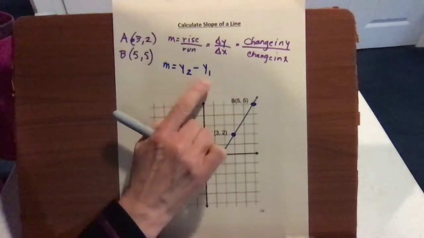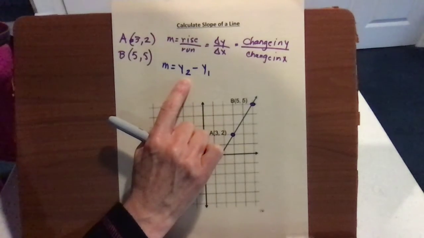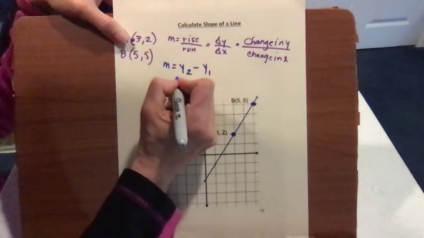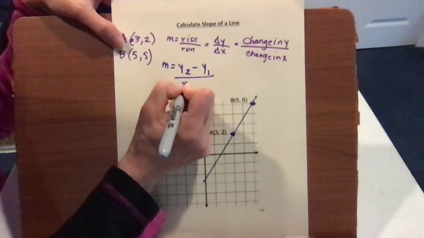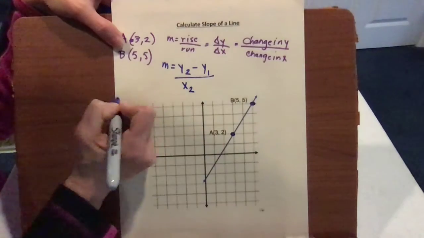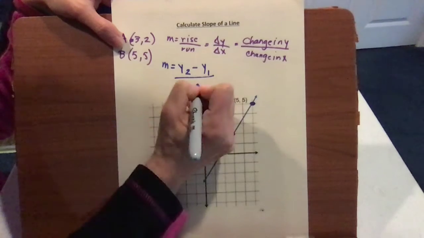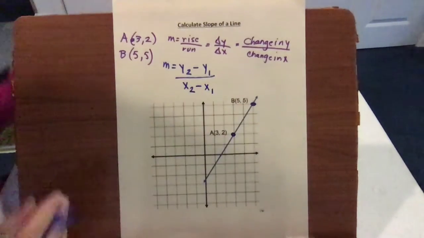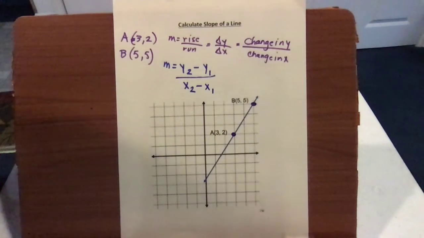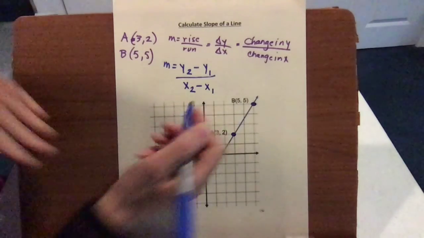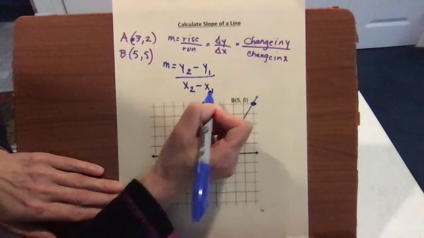The sub 2 and the sub 1 mean the second point and the first point. And because we're starting with the second point for the y, we're going to start with the second point for the x. So we're going to take the second x value minus the first x value. It does not matter which of these 2 points you make the first or the second. Basically, we're subtracting the y's and subtracting the x's.